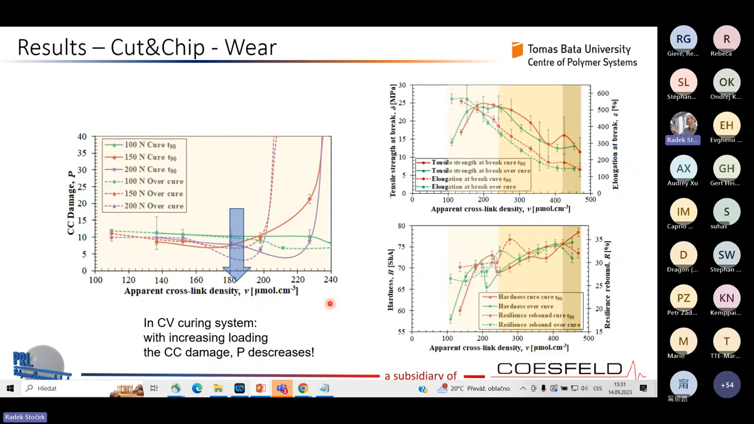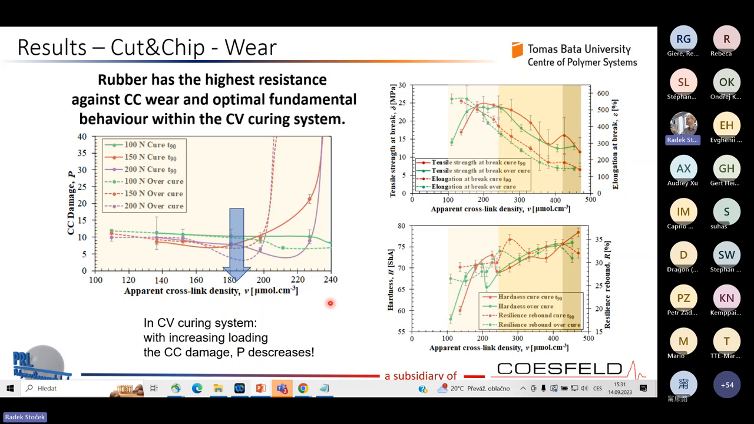So that's an amazing result, and we can slightly conclude even from this part. In comparison of cut and chip and this fundamental measurement, we can say that rubber has the highest resistance against cut and chip wear, and additionally optimal fundamental behavior, within the conventional curing system. That is a very important observation from this chapter.